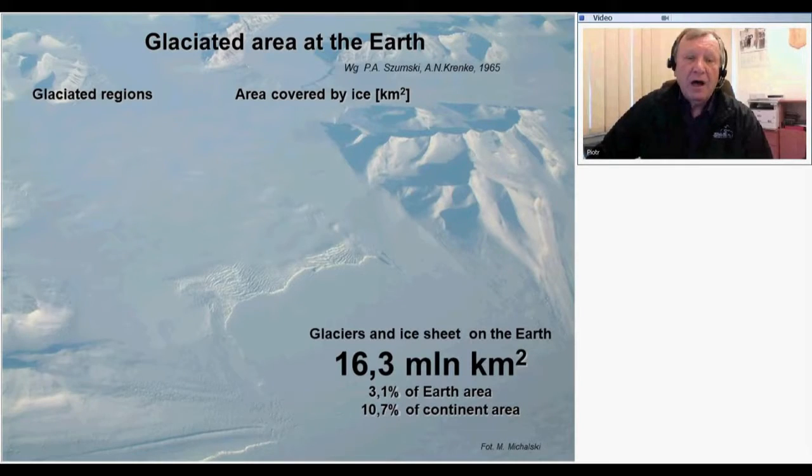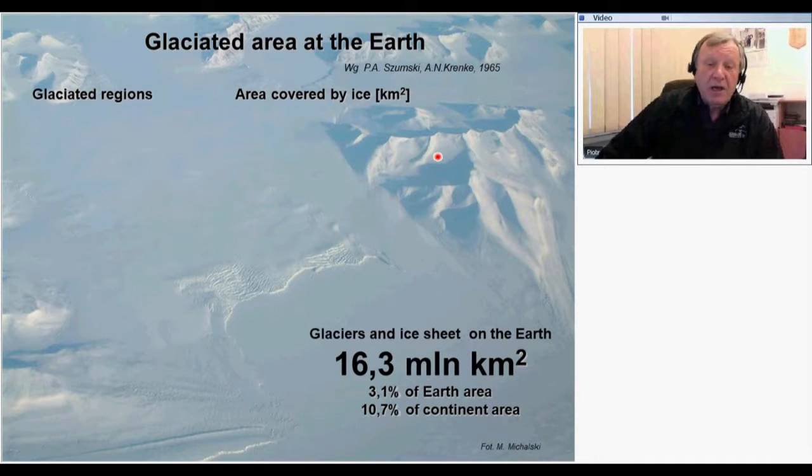And how much glacier do we have on the earth? Is this an important element or not? When we check the world, we have more than 16 million square kilometers of glacier. This is 30% of the total earth area. And when we check the glaciers on the land, this is approximately 10% of the continent area.